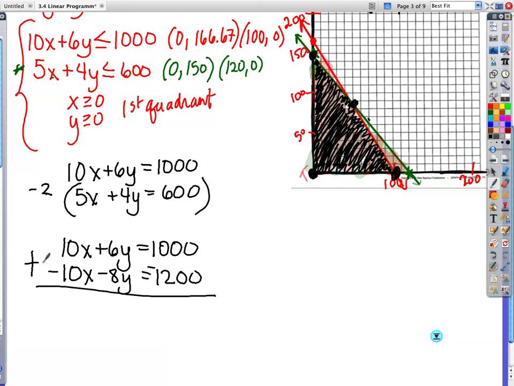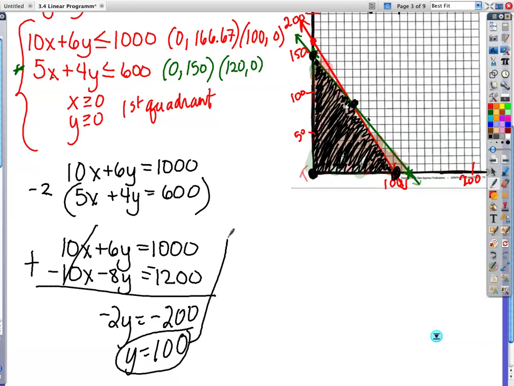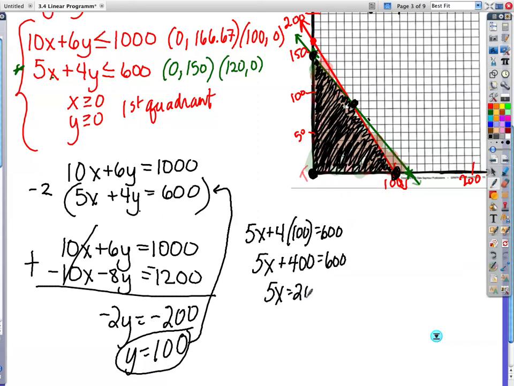Now I add 10x plus -10x, gone. 6y plus -8y is -2y. And 1,000 minus 1,200, or plus -1,200, is -200. Y is equal to 100. I go back, I could put it in one of the two equations. I think this one looks slightly easier right now. So I have 5x plus 4y, but my y value I've already figured out is 100, is equal to 600. 5x plus 400 equals 600. 5x equals 200. X, divide both sides by 5, is equal to 40.